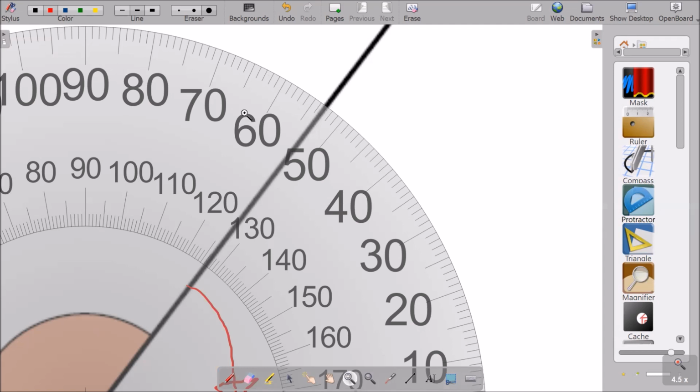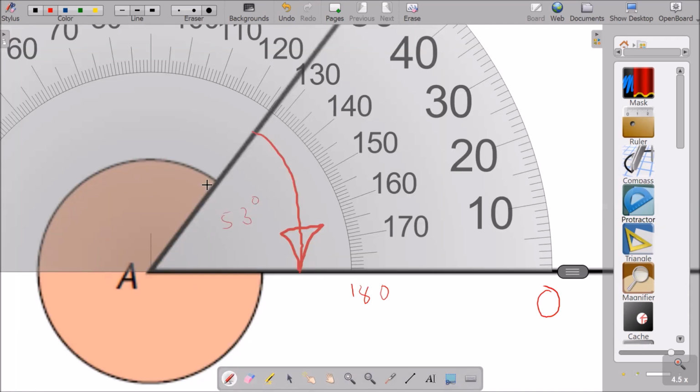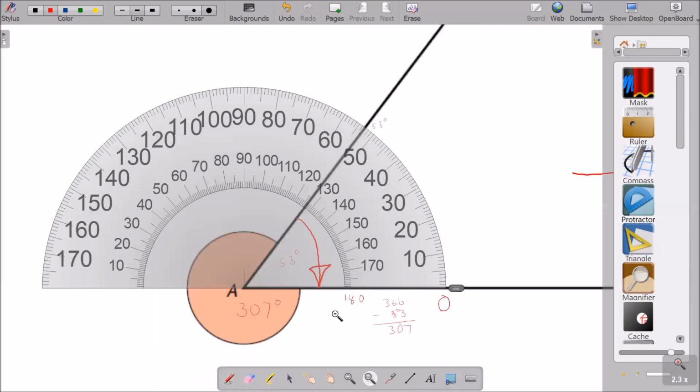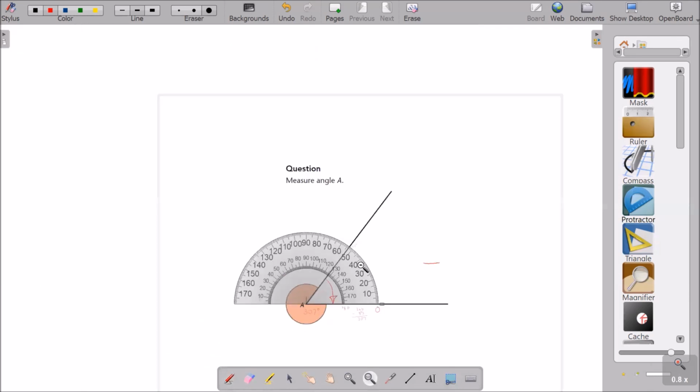So we can say 53 degrees. So our angle here, 53 degrees. Now to get A, we simply say 360 minus 53, which will give us 307 degrees. So that's how we carry out this calculation.